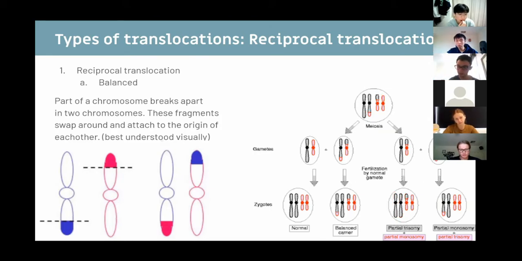Do people agree with that, or do they go over the concept and make sure you understand this? But I think if you just know translocation means they swap genetic material, can lead to partial trisomy or partial monosomy because of the loss and gain over here, then you'll be all right. Next slide.